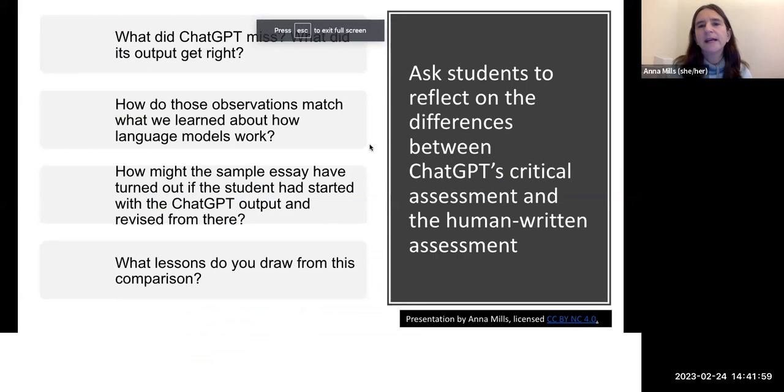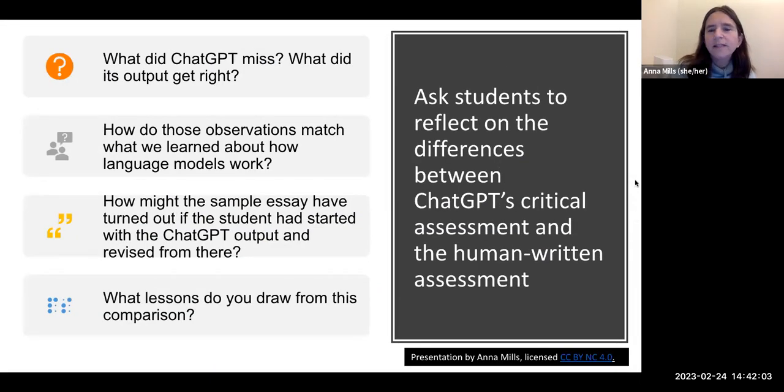So then I asked students to reflect on what did ChatGPT miss? What did its output get right about the New York Times article? And how does that match what we had learned about the kinds of errors that language models make and the ways in which their output is maybe more shallow or less nuanced, doesn't maybe connect ideas as meaningfully.